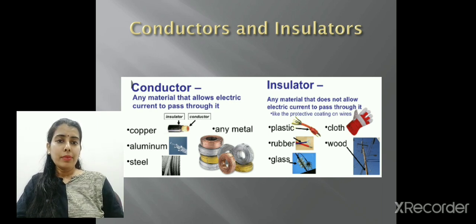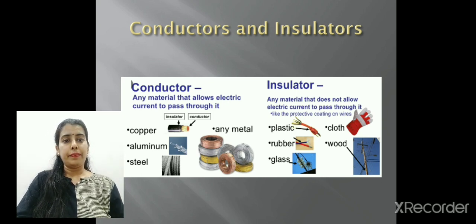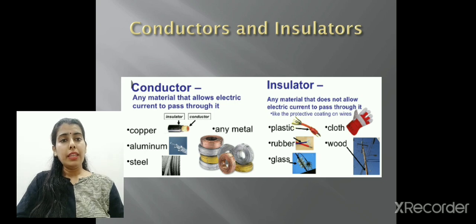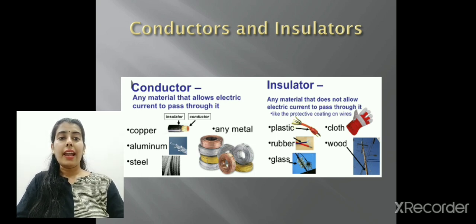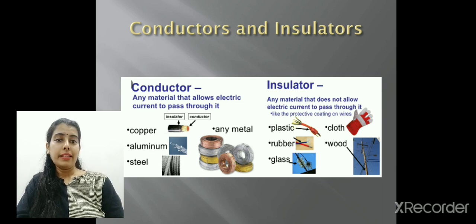Now there are two types of substances, categorized as conductors and insulators. A conductor is any material that allows electric current to pass through. All metals are very good conductors of electricity. That is why we use copper wires in our buildings, in our electrical wirings. Why? Because copper is a cheap metal.